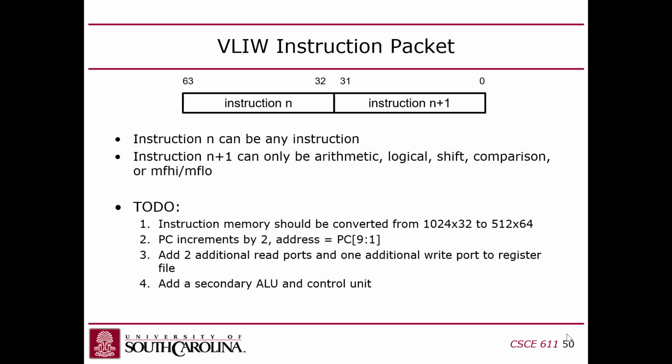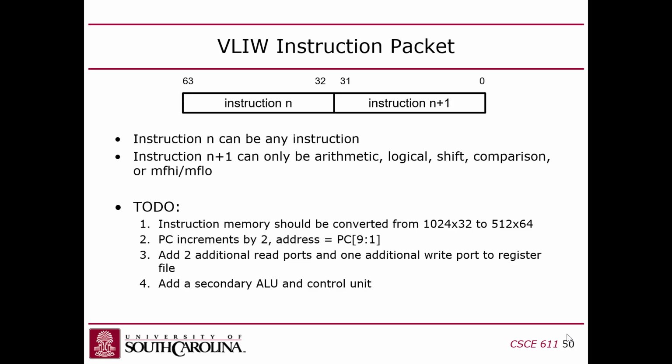Okay, so it's actually not much. You don't have to do much to your instruction memory. You just cut the depth in half and make the width double, right? The PC is incrementing by 2, so the address that you're sending to the instruction memory is going to be 9 down to 1, or in our case 11 down to 1, right? Because we're using a 12-bit PC.